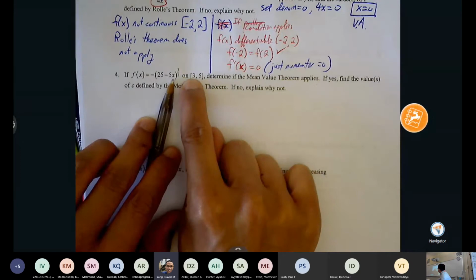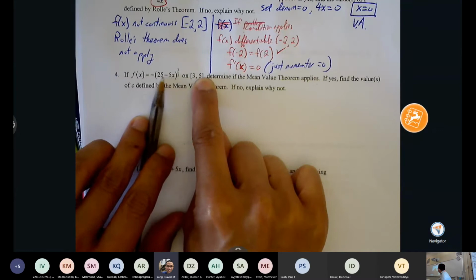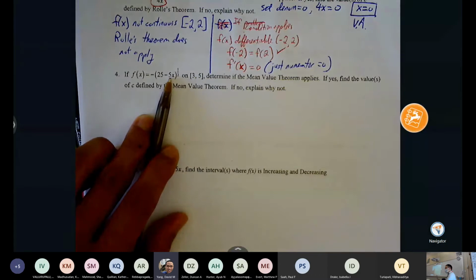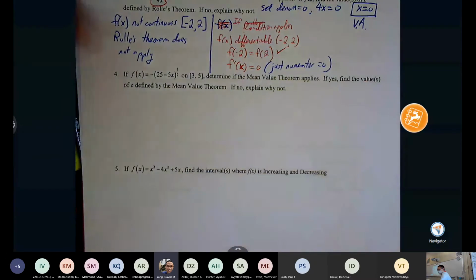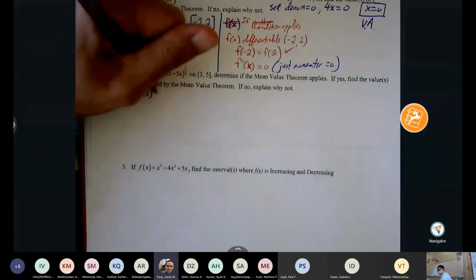So 3 in for x, I get 25 minus 15. That's a positive number. We're okay. Plug 5 in for x, I get 25 minus 5 times 5, which is 25, which is 0. So square root of 0 is not a positive number, but it's still okay, right? Square root of 0 is still defined. So it looks like continuity is not an issue. We can say our function is continuous.